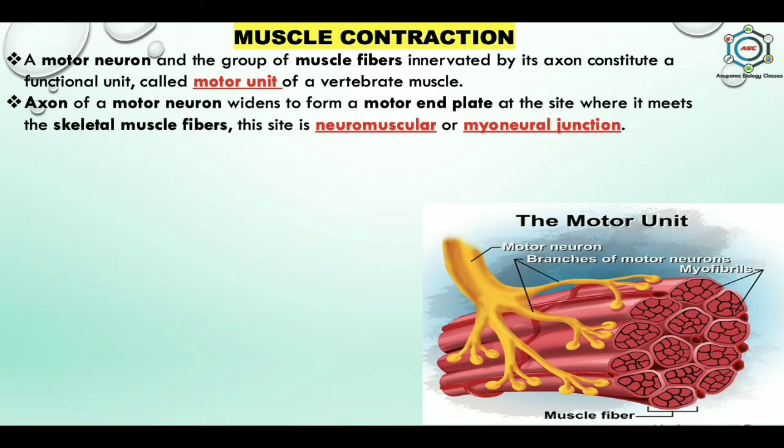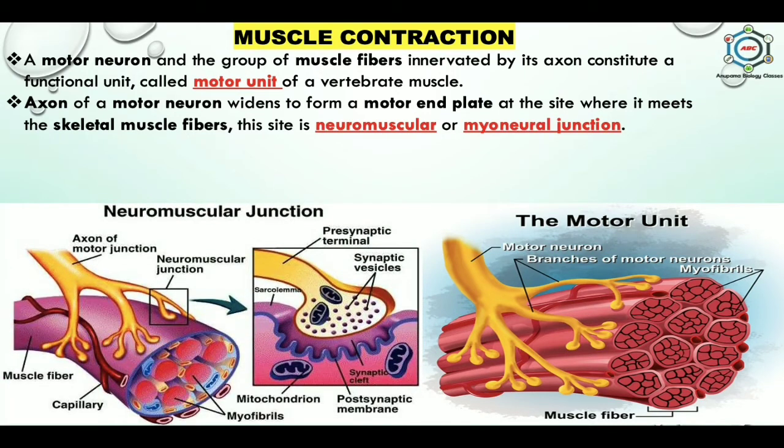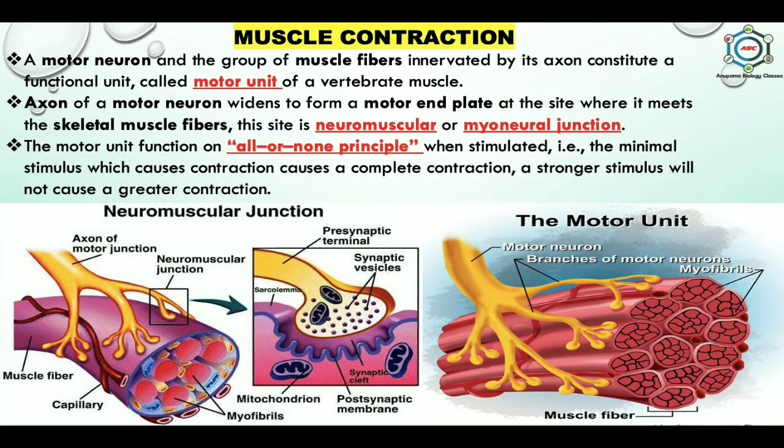An axon of a motor neuron widens to form a motor end plate at the sites where it meets the skeletal muscle fibers. This site is known as the neuromuscular or myoneural junction. In the picture you can see this is the neuromuscular junction. Here the axon of the motor neuron combines with the muscle at a point. Different types of enzymes are released here, and because of these enzymes the muscles are activated. So this neuromuscular junction is required for muscle contraction.